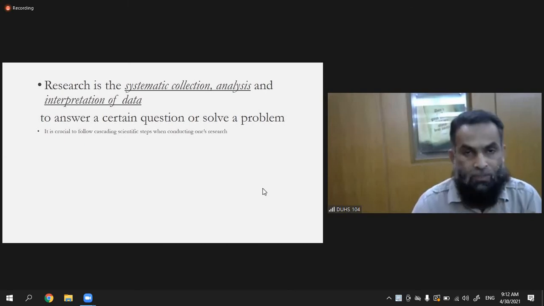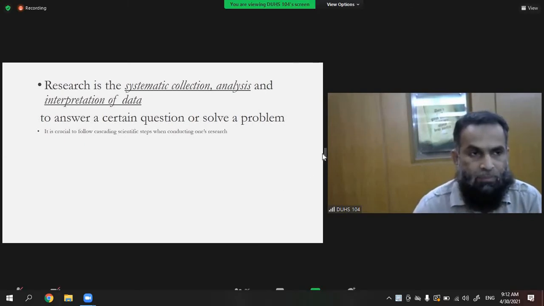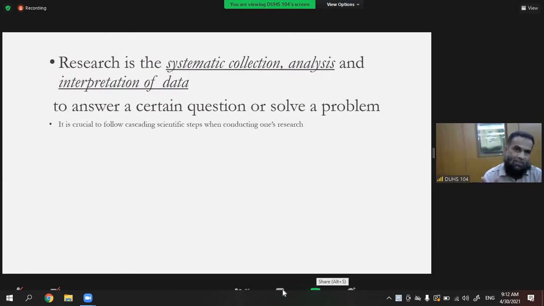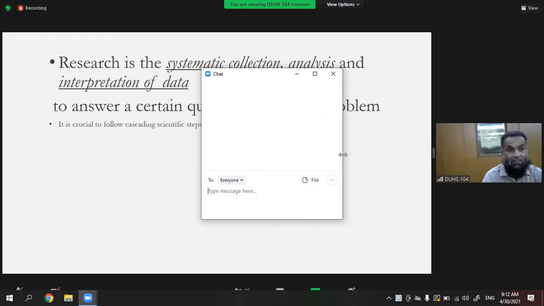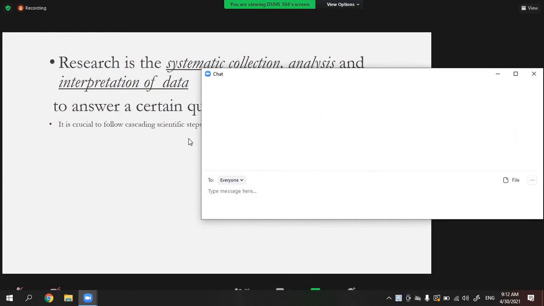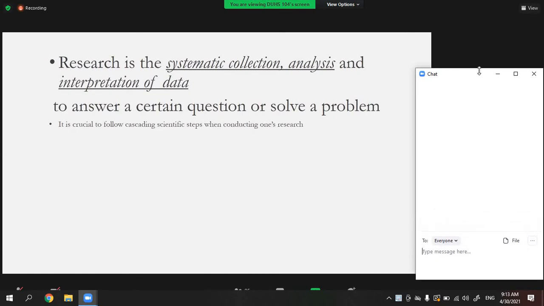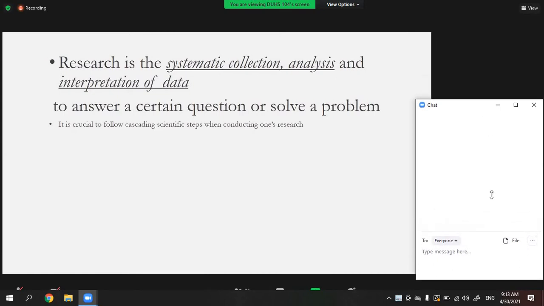or interpretation of that problem. So in this manner, research is the systematic collection, analysis, interpretation of data to answer a certain question or solve a problem. So not always we solve a problem, but it is good to address some problem through research methods. And that research is called action research.